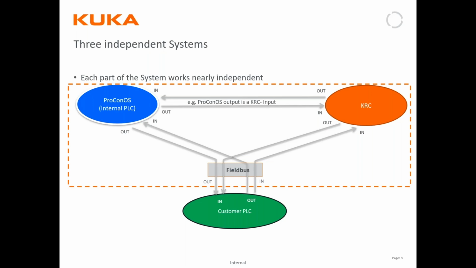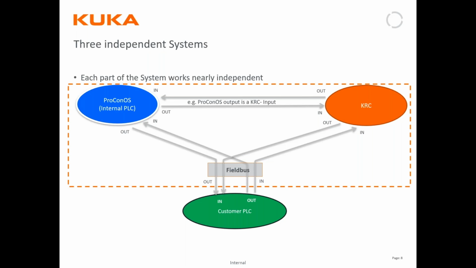Then comes the fieldbus interface. A fieldbus acts as the communication bridge between the internal KUKA components and the external customer PLC. Outputs from Proconos or KRC are transmitted to the fieldbus and subsequently relayed to the customer PLC as inputs. Similarly, the inputs from the customer PLC are passed through the fieldbus and received by Proconos or KRC, allowing for dynamic interaction with external systems.